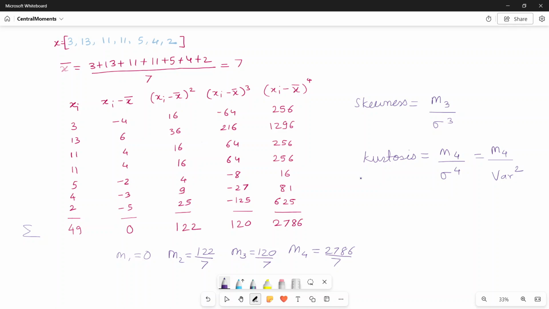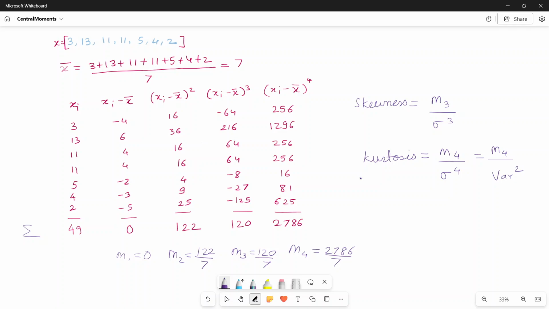For M2, it is nothing but your standard deviation, assuming it's a population. Okay, so you can simply say that it gives us an estimate of the spread or the dispersion in our data. Skewness gives us an idea about the symmetry of the tails, whether one tail of the distribution is longer than the other.